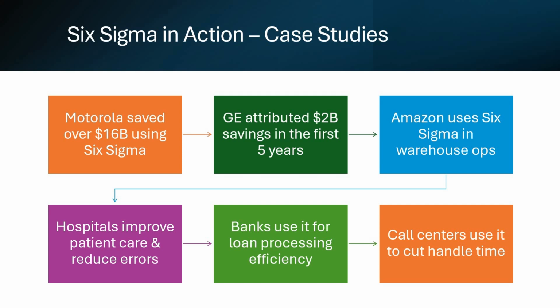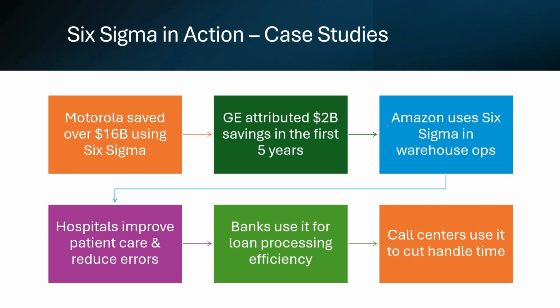Quickly, let's understand some of the case studies which are going to help us in understanding the value of Six Sigma. Motorola saved over 16 billion using Six Sigma. Motorola was the birthplace of Six Sigma in the 1980s. By applying rigorous process improvement, they saved over 16 billion, especially in manufacturing and supply chain. It improved reliability, reduced warranty costs, and enhanced customer satisfaction. GE also made huge savings here, and under the leadership of Jack Welch, GE made Six Sigma a mandate. They saved a lot of money too.